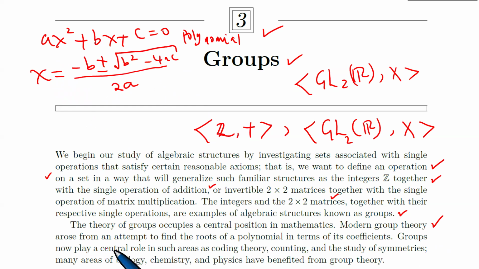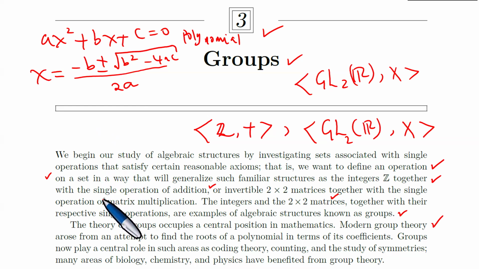Very interesting. But groups now play a central role in such areas as coding theory, counting, and the study of symmetries. Many areas of biology, chemistry, and physics have benefited from group theory. We can testify to the fact that biology, chemistry, and physics have benefited from the study of groups. I'm a physicist also, and I can testify that indeed physics has substantially benefited from groups. Not only that, I'm also a chemist as well, and I can say that chemistry has also benefited.